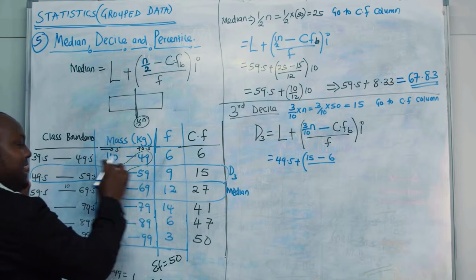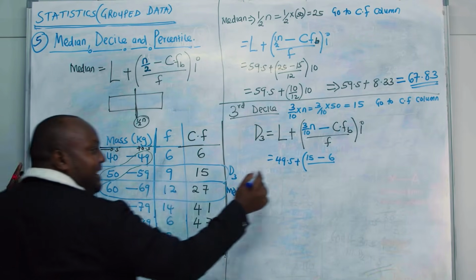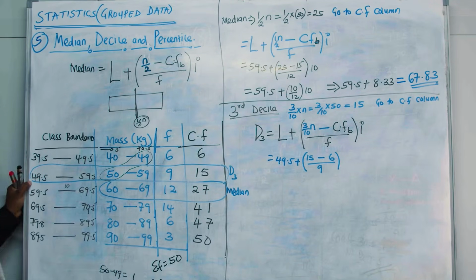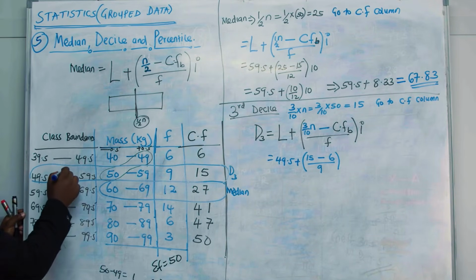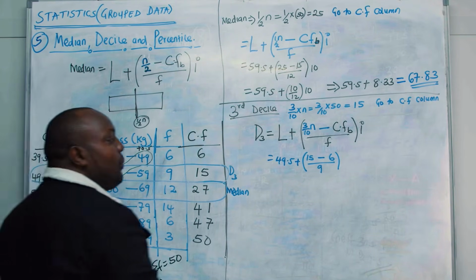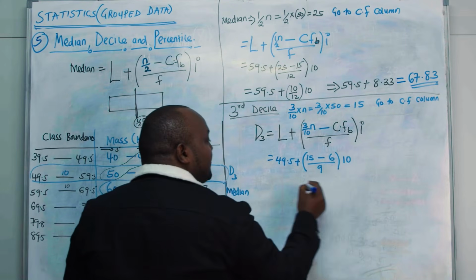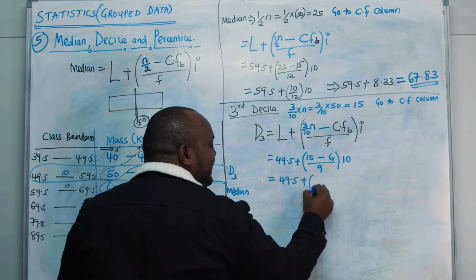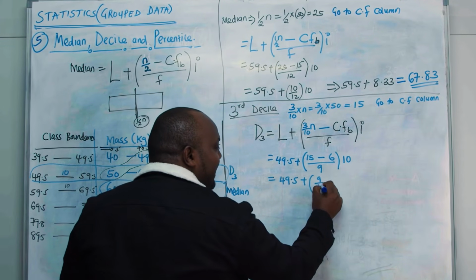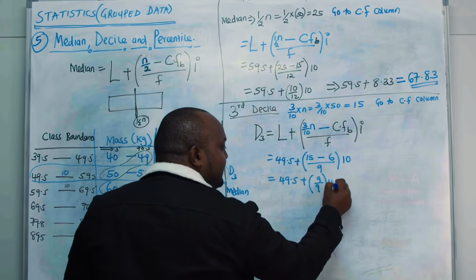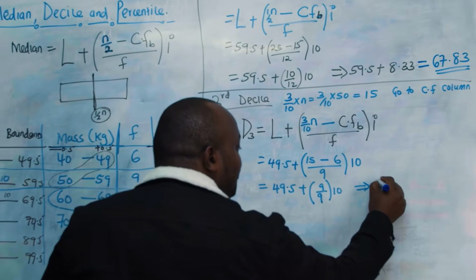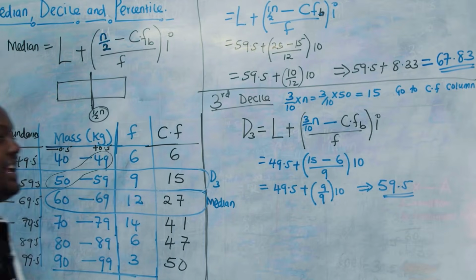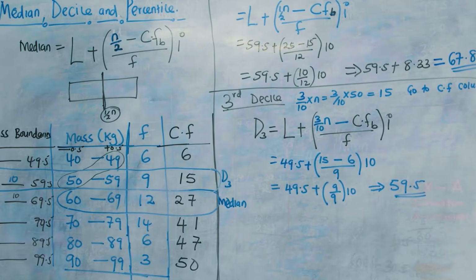What is the frequency? Everything else is in our class, 9 times the class interval. Class interval, we said, is the difference between lower and upper. Again, here it is 10. So when you solve this one, it will be 49.5 plus 9 over 9 times 10. So the answer we are going to get is 59.5. That's how we get the third decile.